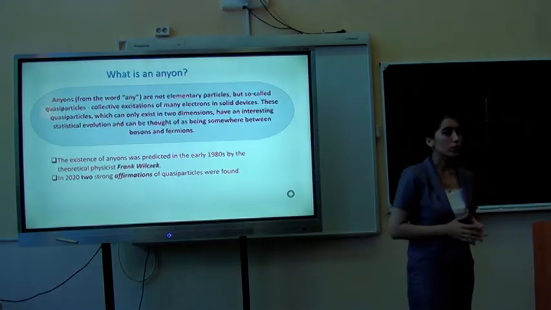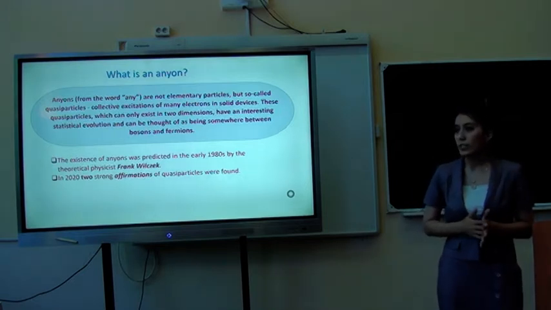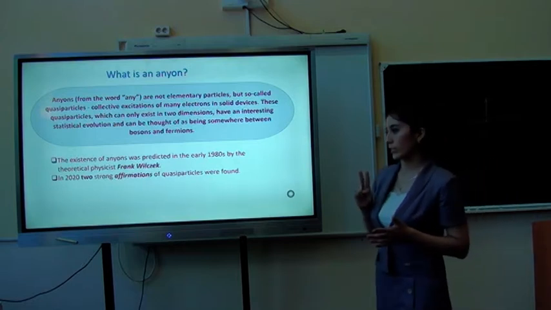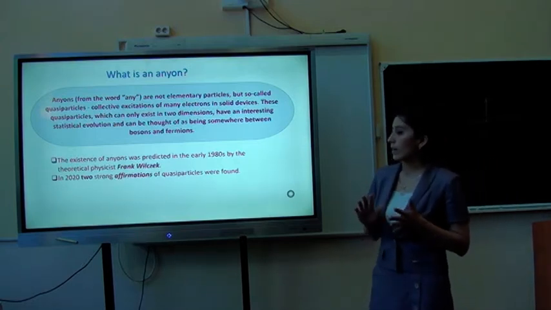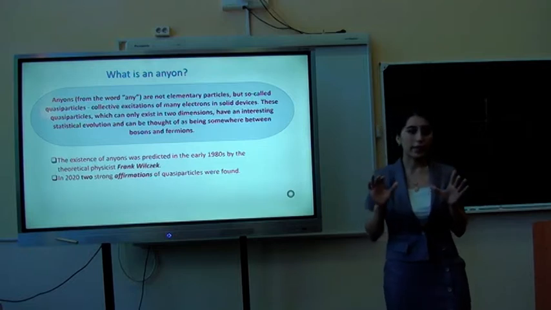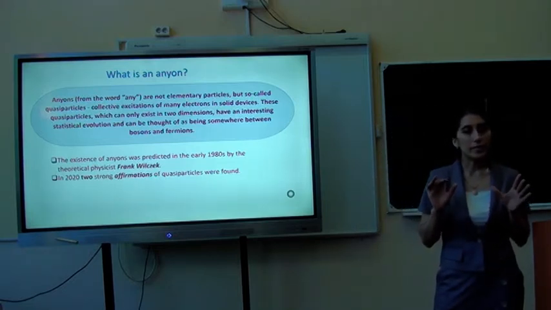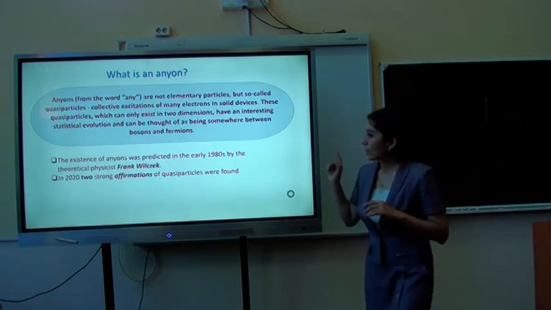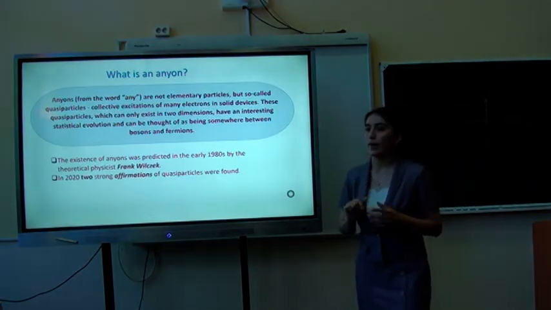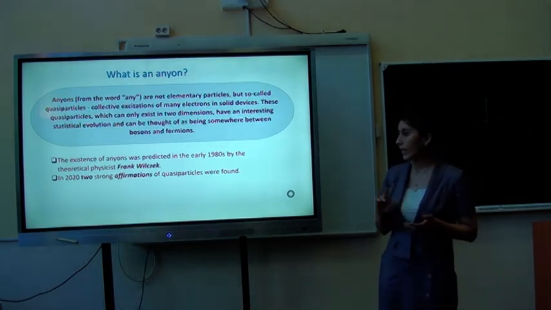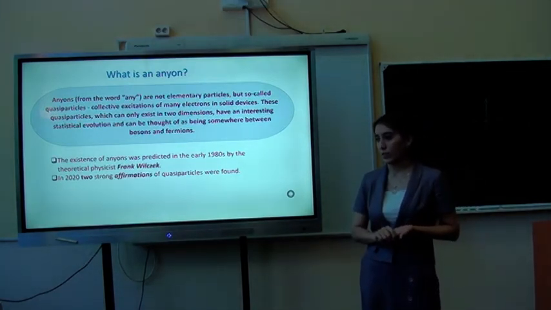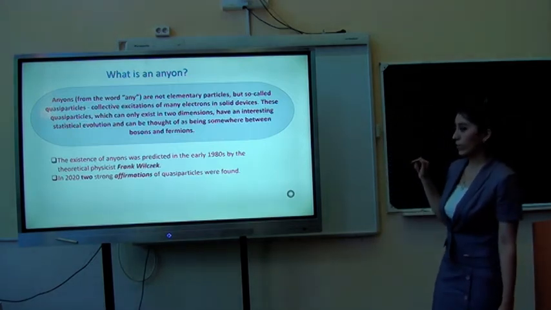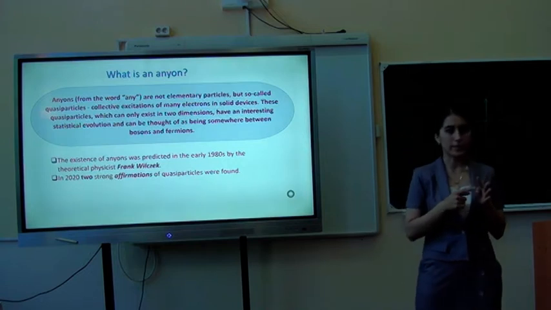Well, first of all, what is an anion particle? An anion is not a real particle, it is a quasi-particle that occurs only in 2D systems. These particles have fractional statistics, and this statistics is between bosons and fermions. The existence of anions was predicted in the early 1980s by the theoretical physicist Frank Wilczek, and in 2020 two strong affirmations of these particles were found, first in France, the second one in India.